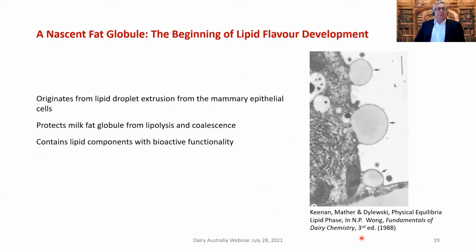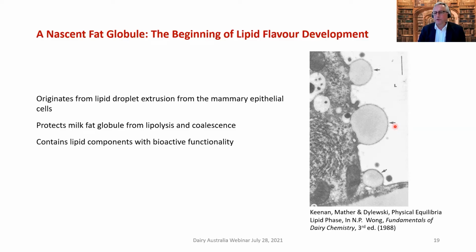So I'm going to talk a little bit about lipids. And this is a nascent fat globule. So it's being produced on what's called the epithelial cell layer in the mammary cells. And it has a coating around it given by the arrows on that picture right here. And it's a very complicated membrane. It protects the milk globule from lipolysis and coalescence. And it contains a lot of biofunctional properties.